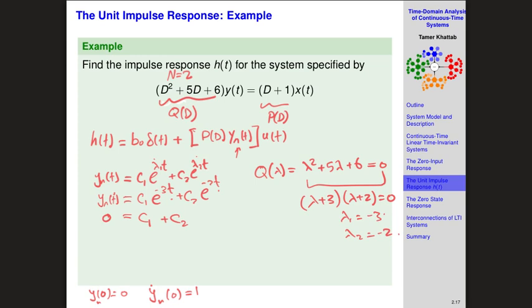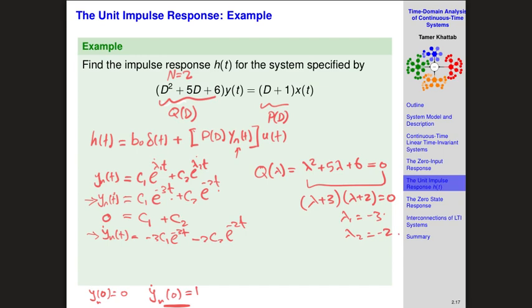Okay. y dot n of t is equal to minus 3 c1 e to the minus 3t minus 2 c2 e to the minus 2t, right? Just take the derivative of this equation to get the y dot, the derivative with respect to time, okay? Now, for that, apply the initial condition.